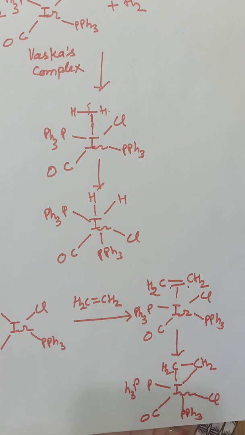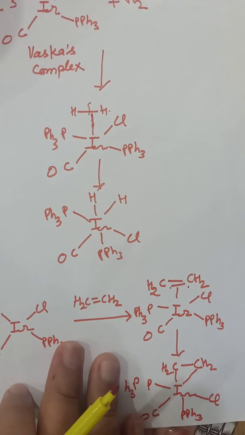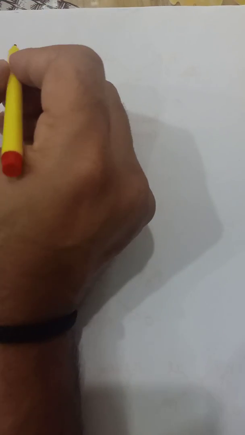So this type of reaction is known as an oxidative addition reaction, and the way in which this reaction is occurring is known as the concerted oxidative addition mechanism. Another mechanism for oxidative addition reactions is the SN2 mechanism. Next one is the SN2 mechanism.